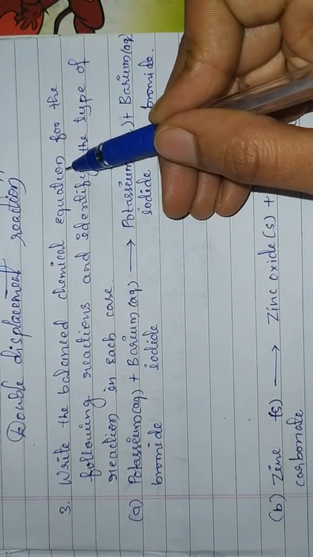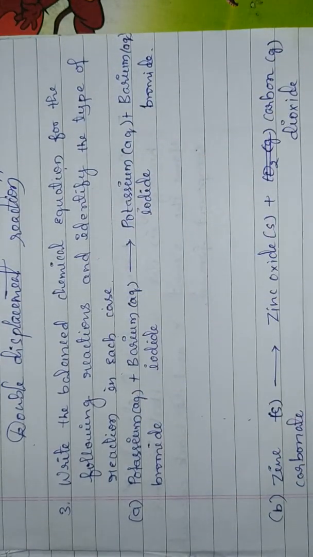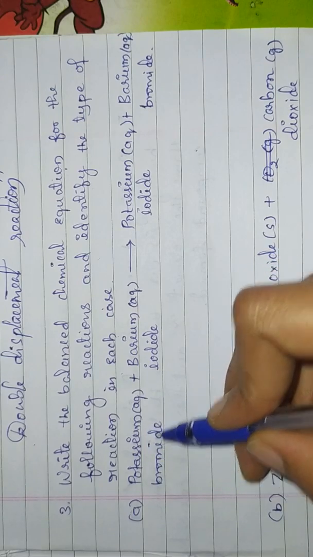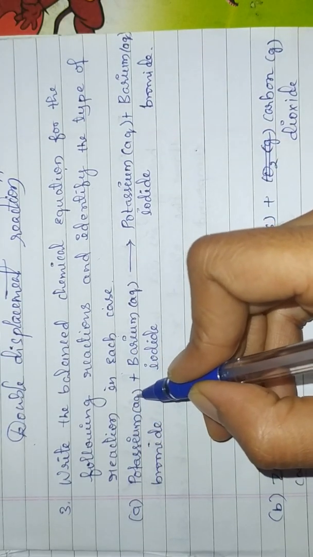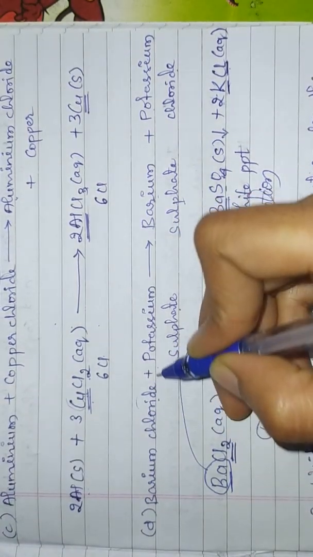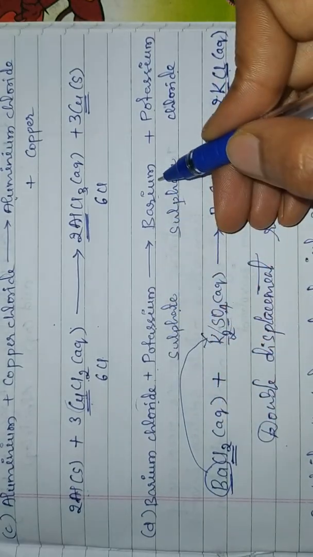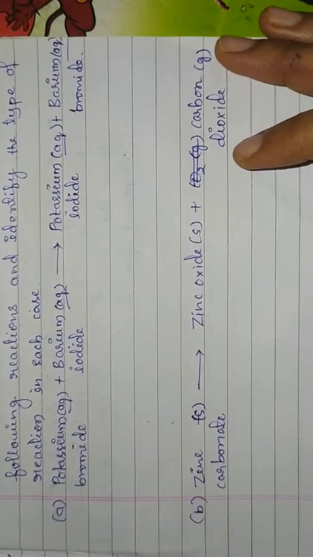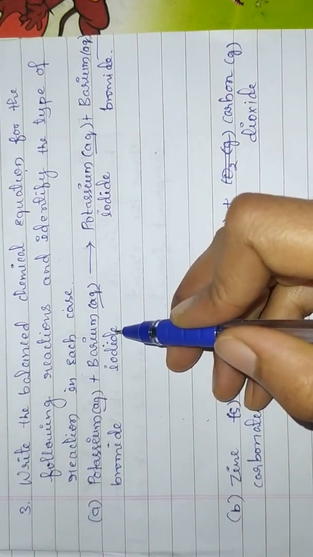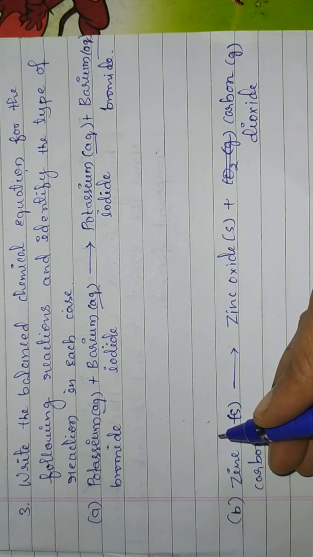Write the balanced chemical equation for the following reactions and identify the type of reaction in each case. Okay, see the difference here. In this question, they have also mentioned the physical state of the reactants and products. But in this question, they have not mentioned the physical state of the reactants and products. Whenever problems are given like this, it's very easy to write if we know the chemical formula of the reactants and products.